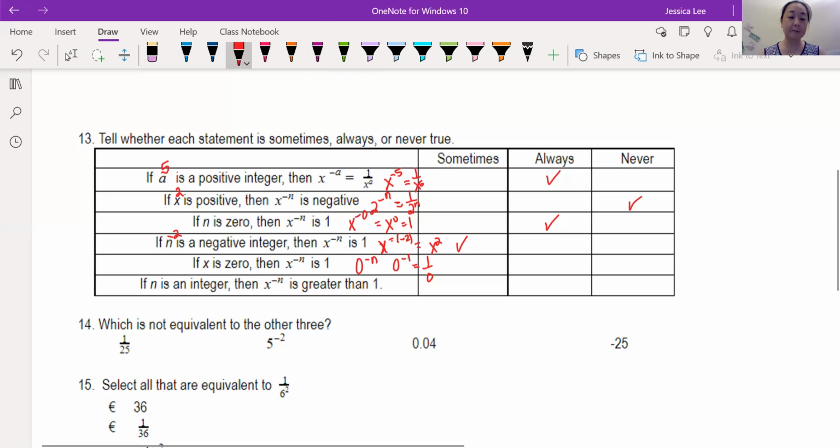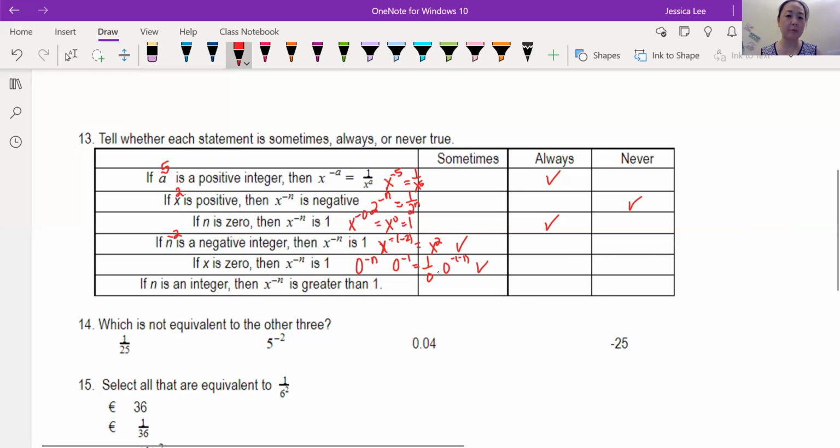If it was 0 to the negative of a negative 1, which would make that positive 1, that would just be 0 at that point. So is it 1? Yeah, sometimes. Some people may say never, but just for the fact that 0 to the 0 power technically equals 1. Just saying. But that's the only instance.